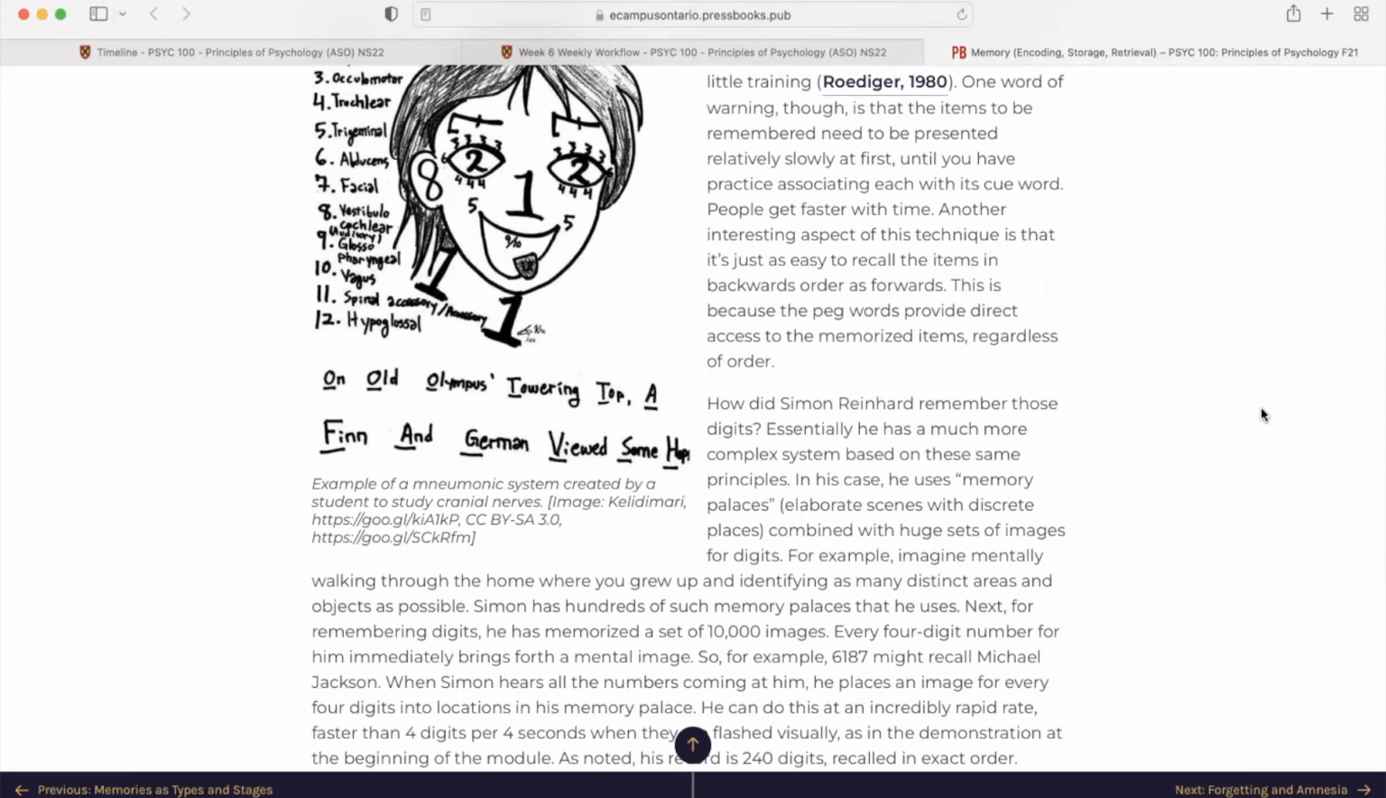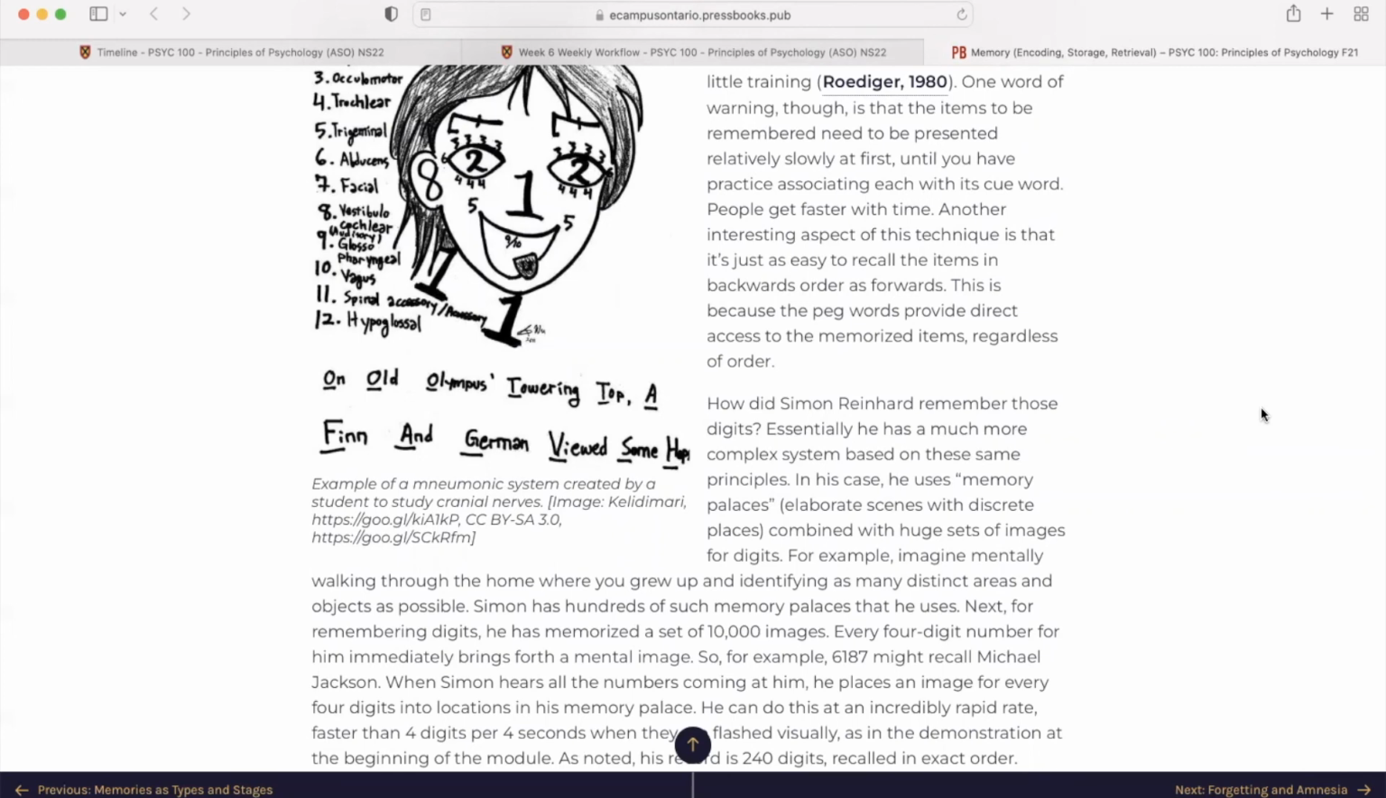In his case, he uses memory palaces, elaborate scenes with discrete places, combined with huge sets of images for digits. For example, imagine mentally walking through the home where you grew up and identifying as many distinct areas and objects as possible. Simon has hundreds of such memory places that he uses. Next, for remembering digits, he has memorized a set of 10,000 images. Every 4-digit number for him immediately brings forth a mental image. So, for example, 6187 might recall Michael Jackson.